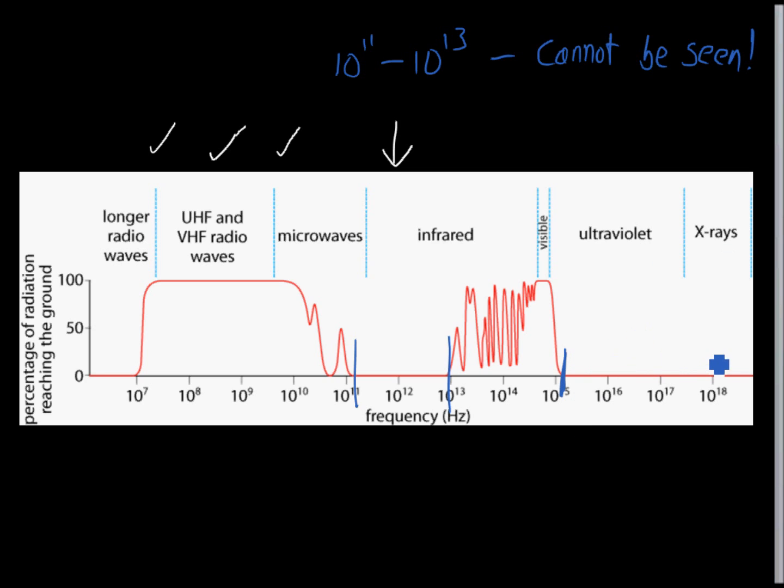So from Earth, percentage of radiation reaching the ground, X-rays are not reaching the ground. 0% of X-rays from space reach the ground. 0% of this high frequency UV reaches the ground. There's a bit of UV reaching the ground here, and this is the stuff that gives us sunburn. All the visible reaches the ground. That's good. That's what we're seeing at night. But look, there are basically huge chunks that cannot be seen from the ground because they are absorbed by the atmosphere.